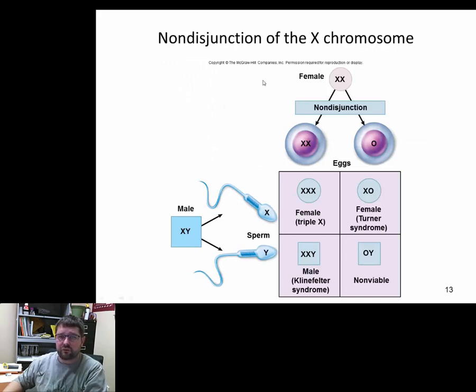And so this is non-disjunction when it comes to females. This is what happens when the female gamete, the egg, goes through meiosis and doesn't separate. The sex chromosome doesn't separate, so she gives 2 X's in one egg, nothing in the other. The male is normal, so they can make a XXX female, Klinefelter male, Turner syndrome female, or nothing, non-viable if you just get a Y.